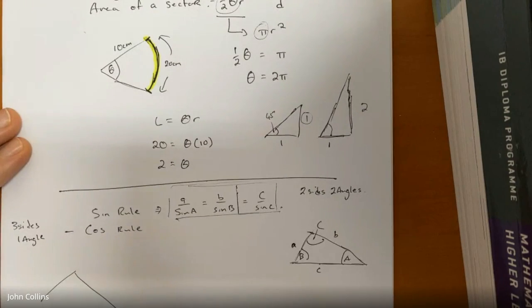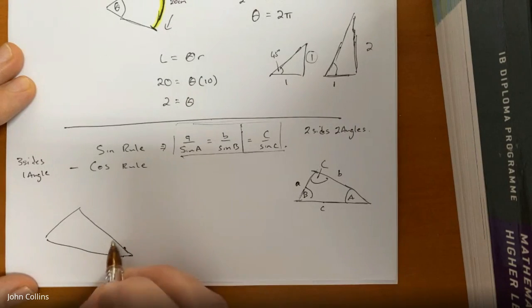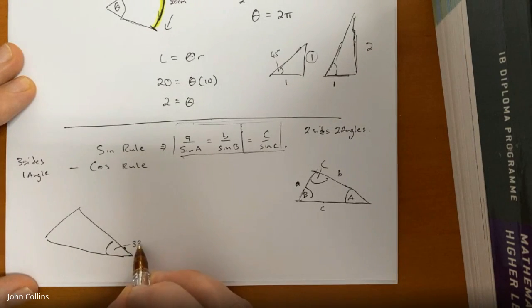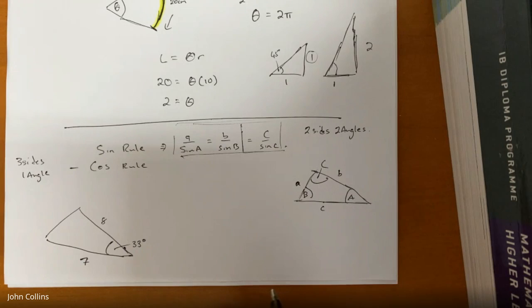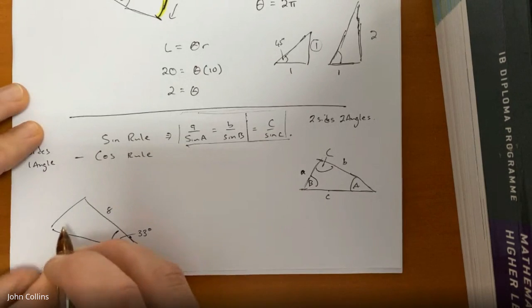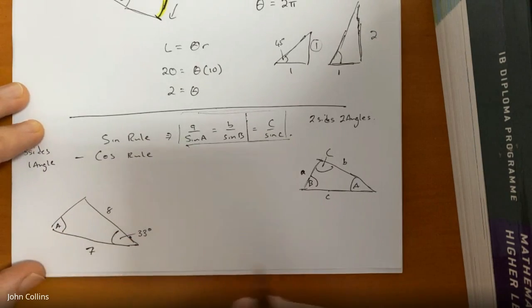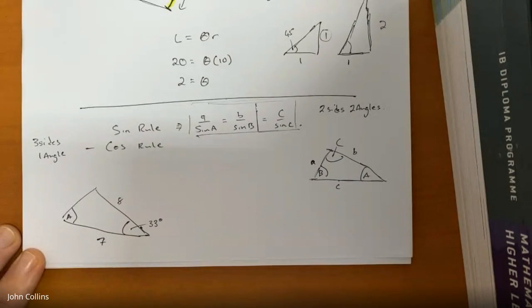So for instance, if I had a triangle like this, and this is a new triangle, and let's say this was 33 degrees, and this is 8, and this is 7. Now, at this stage, there's not enough to use either of these, because I've only got two sides and one angle. So that's not enough to use either of them. I need to know which the question's going to ask. The first question will ask for what is the measure of angle A here, for example. Which will I use, Bidai, do you think, to find the measure of angle A?